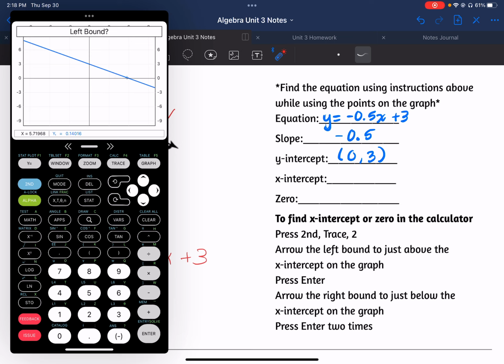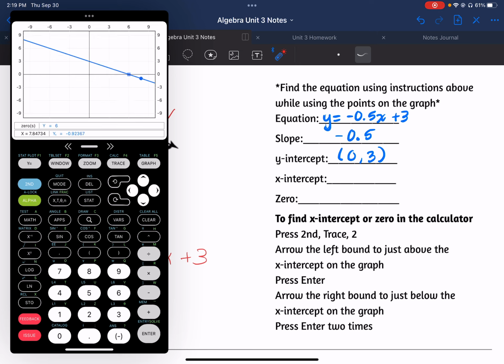So as you guys can see how I'm moving this here, my x-intercept is right here. So what I want to do is have a vertical line going here, and I want to go all the way across and have another vertical line here to tell it I need you to scan in between these 2 lines to find my x-intercept. So I'm going to go here, press enter. You see what I mean? Now I have another vertical line. Go over here, press enter, and then once I press enter, it tells me what my x-intercept is. It says zeros right here.